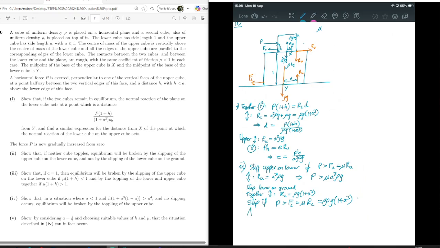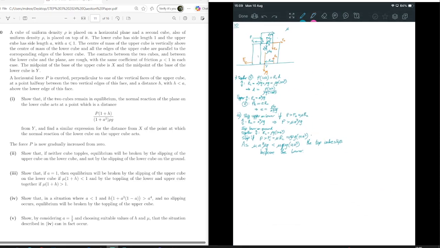So as mu a cubed rho G is smaller than mu rho G 1 plus a cubed, the top cube slips before the lower. So you've shown there that this condition is easier to achieve than this condition. So the first one that's going to break down is we slip on the top rather than on the lower.